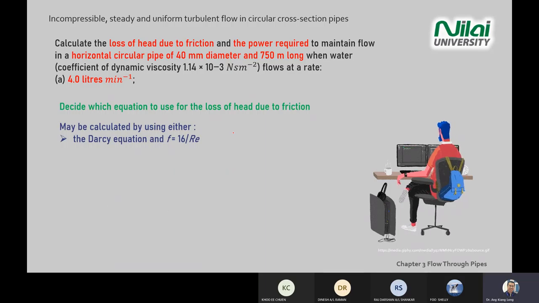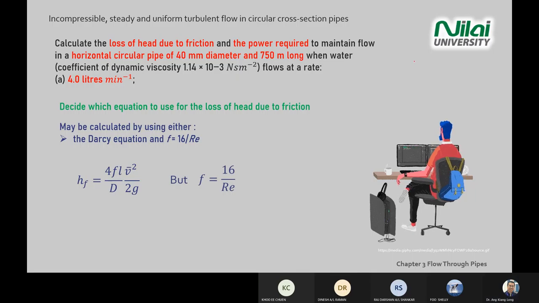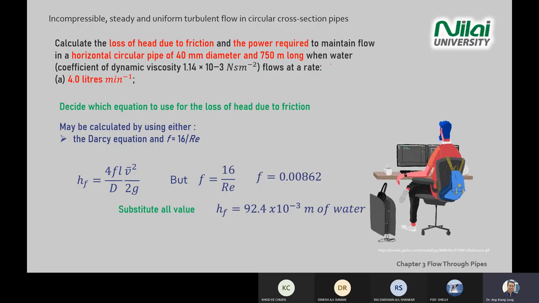If you use the Darcy equation, you know that in the laminar condition, you can use the friction factor F equal to 16 divided by Reynolds number. So you can straight away use this equation, 4FLV squared over 2gD. Using Darcy when it's laminar, F equals 16 divided by Reynolds number, or you can use the Moody chart to solve for the friction factor. Substitute it, you will get 92.4 also.